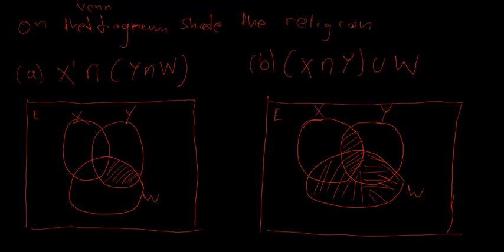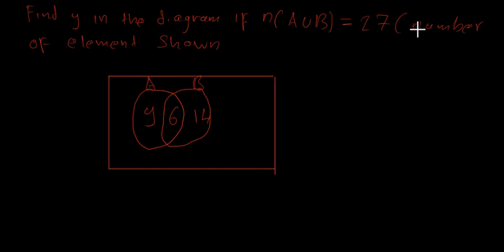Okay, we move on to the next part. In this question, we are told to find y in the given Venn diagram, if the number of elements in A union B is equal to 27. The number of elements are shown. So how can we find y? We add y plus 6 plus 14, and this is equal to 27, since the union of the whole set is 27.